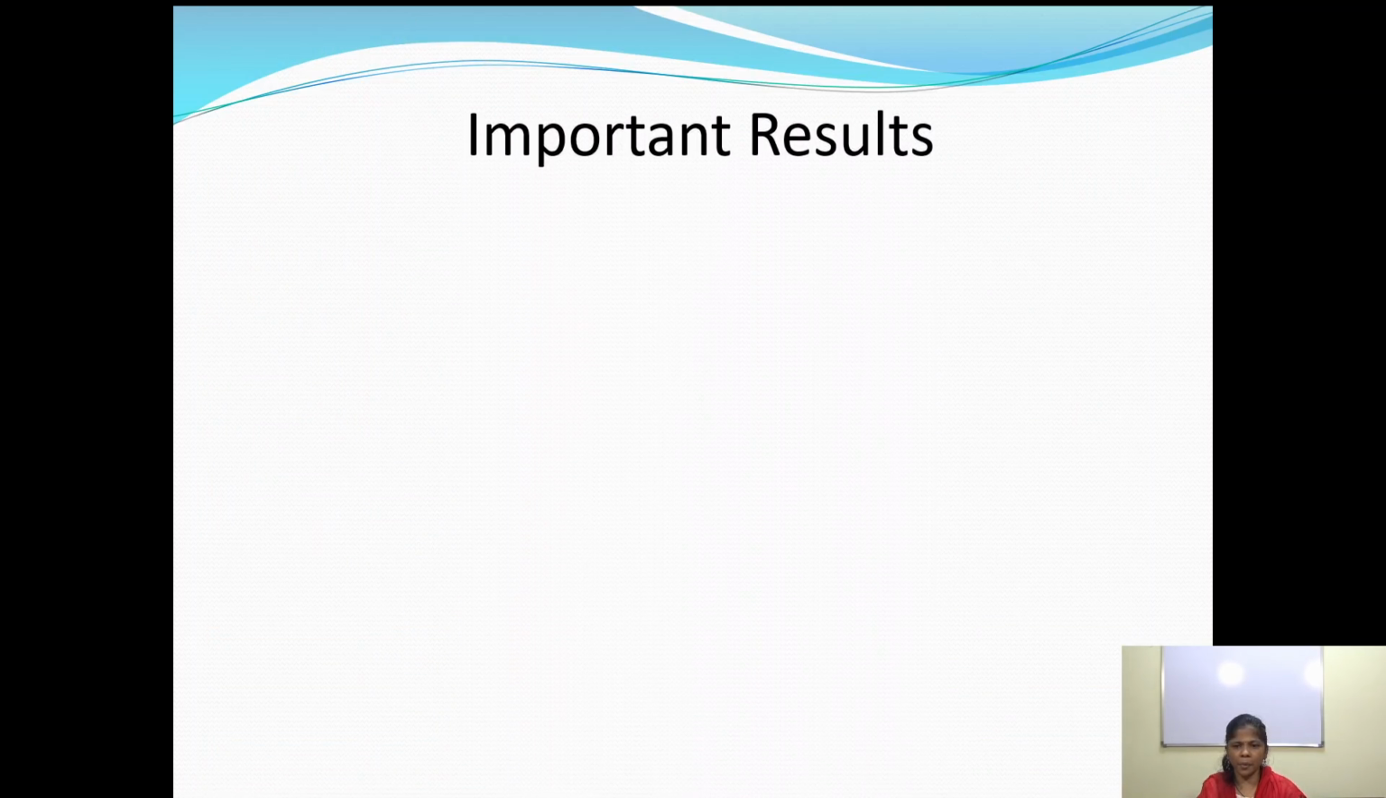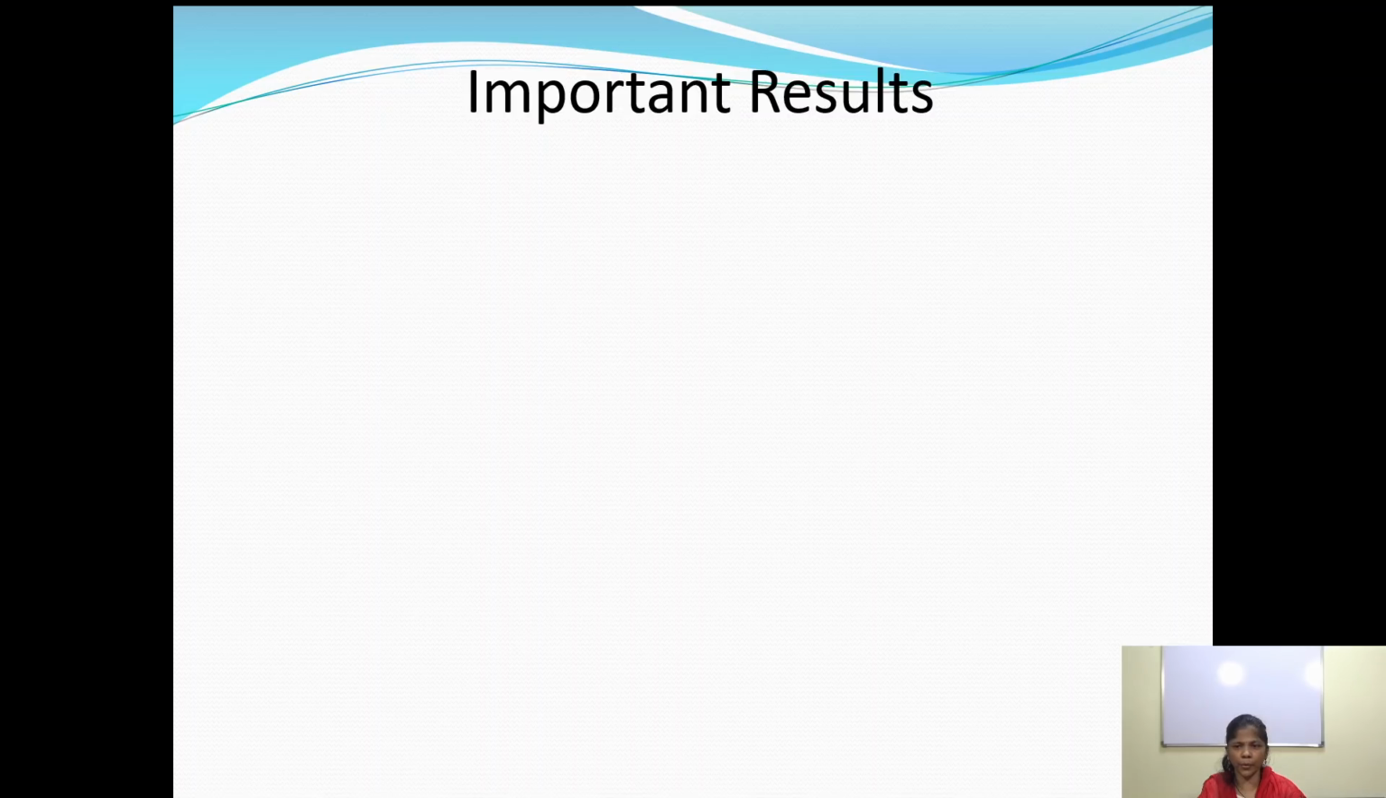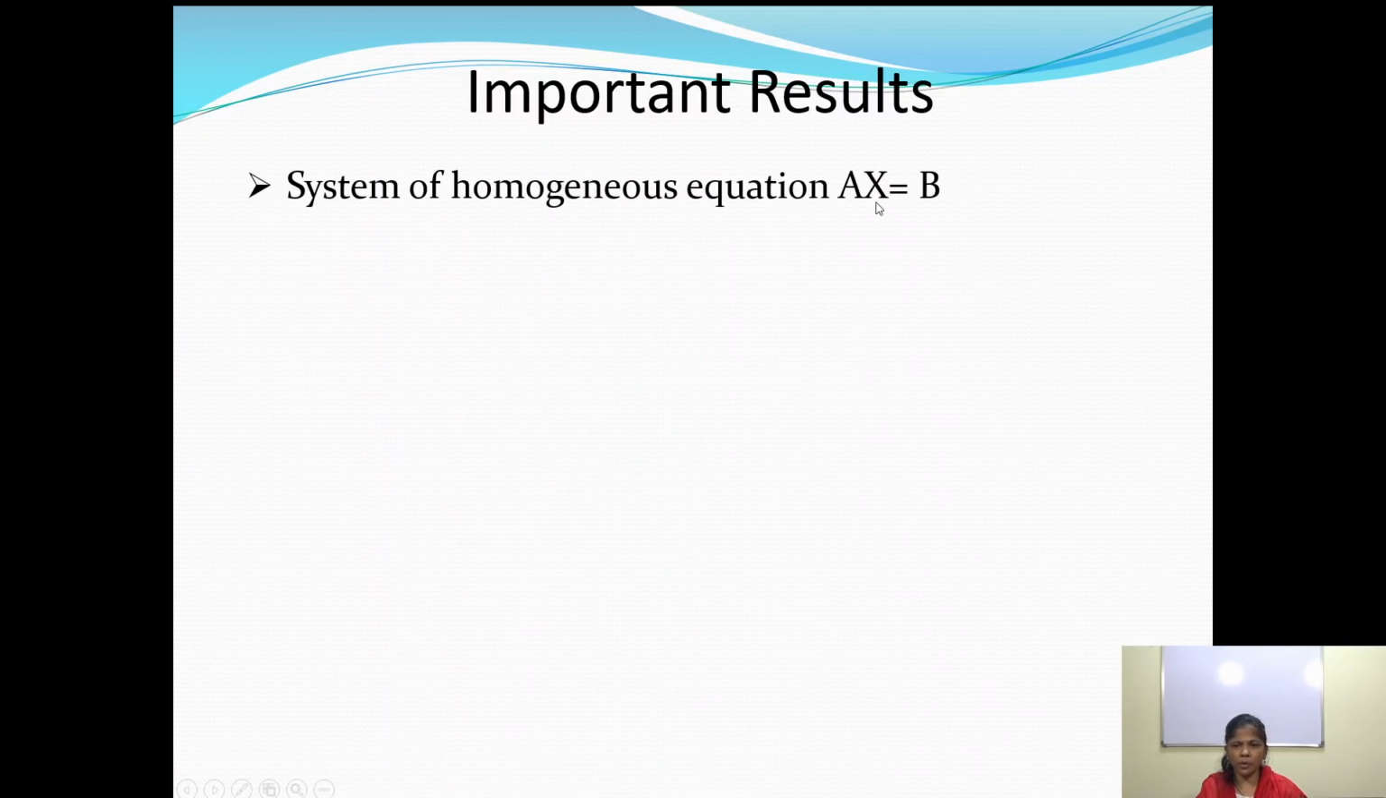Let us look at some important results which we are going to use in order to check the linear dependence and independence of vectors. A system of homogeneous equations AX equal to B, where homogeneous means the right-hand side matrix is 0, so B is a zero matrix, is always consistent. So there is no need to check the consistency in the case of a homogeneous system of equations.